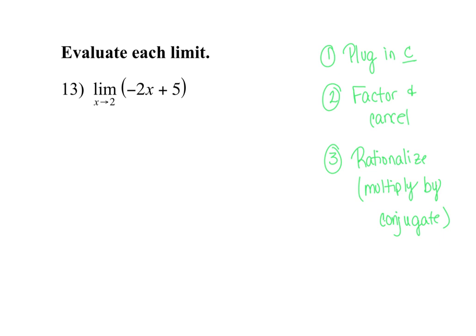In this case, obviously, if I want to evaluate this limit, I'm just going to plug it in, which means I'm going to take that 2 and just plug it in. Negative 2 times 2 plus 5, my answer here is 1. That is my limit.